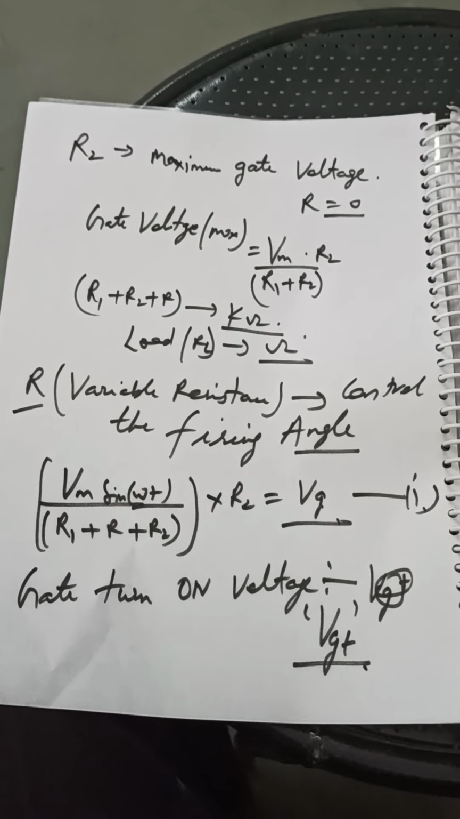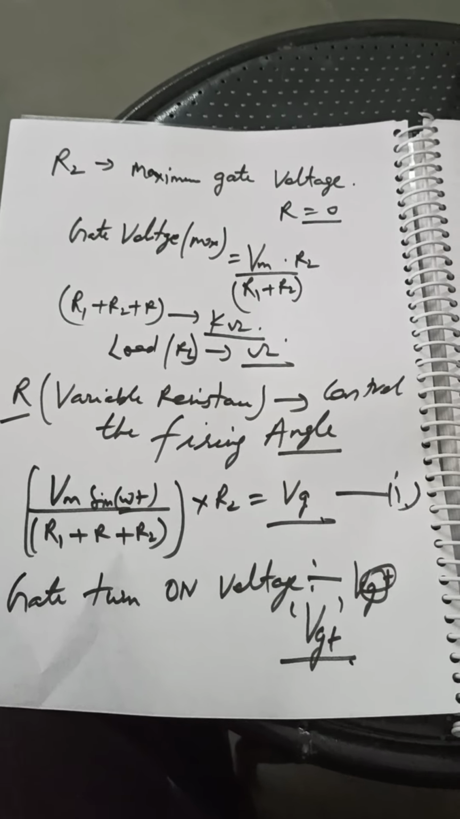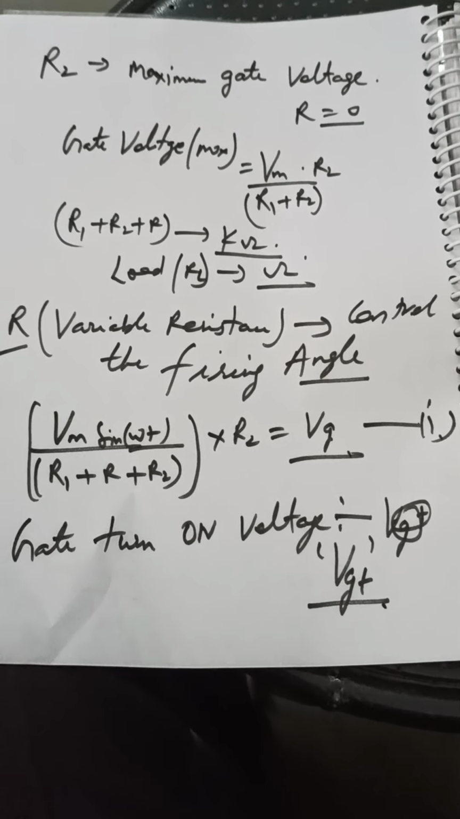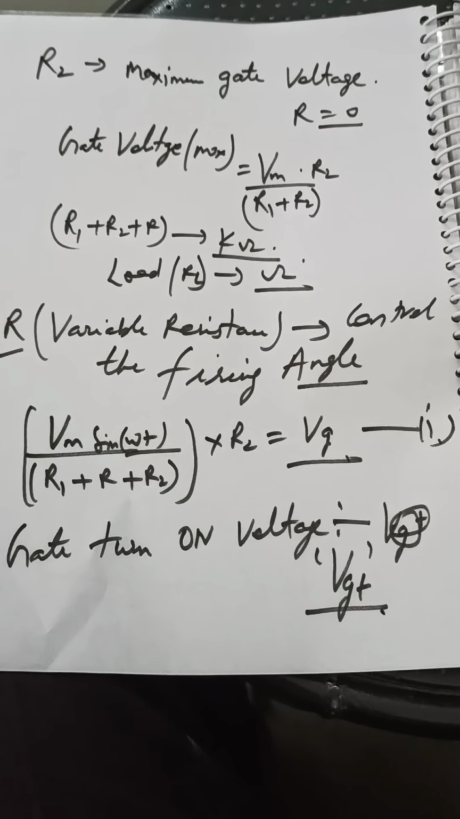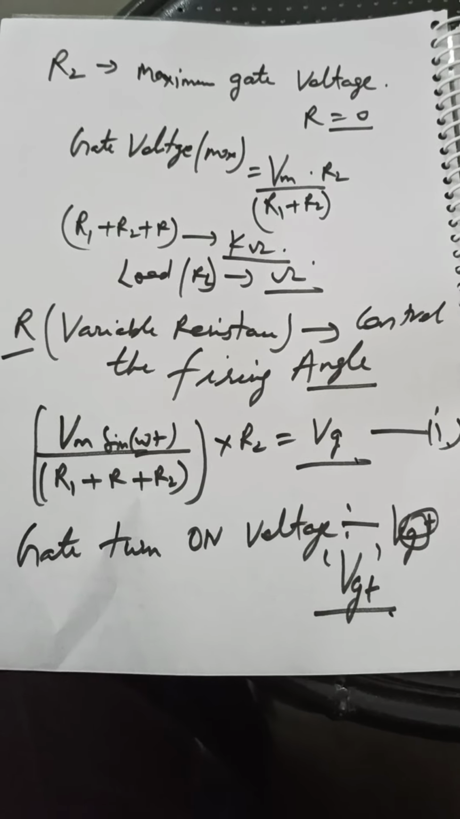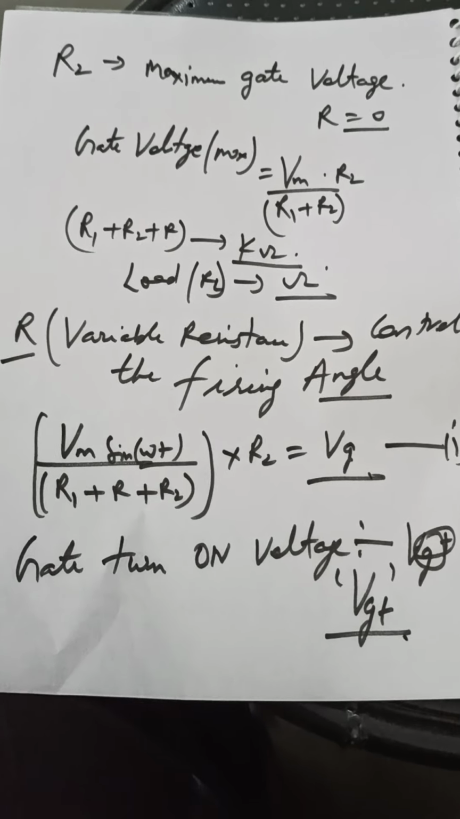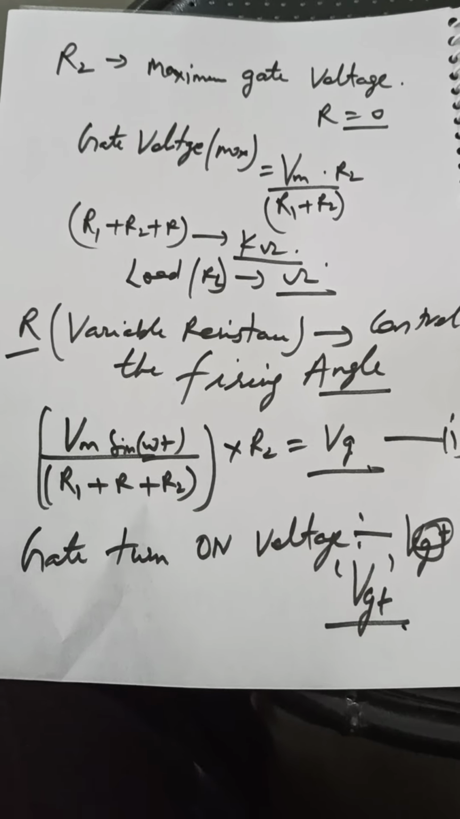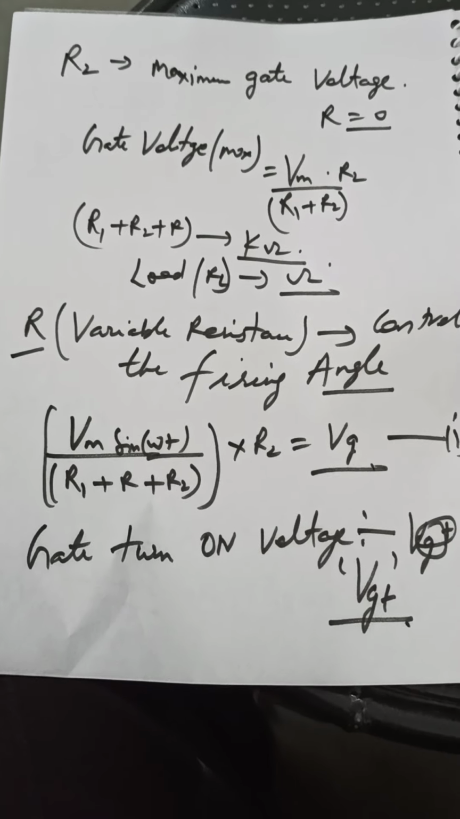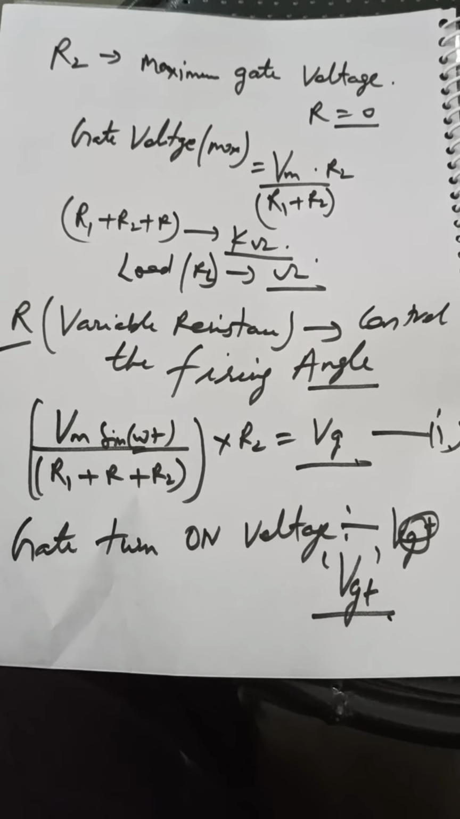Now the role of the variable resistance is that it controls the firing angle. It means by varying the resistance R, we can simply control the firing angle alpha. Vm sin omega t upon R1 plus R: as I have already explained, we are simply following the voltage divider circuit. By the voltage divider circuit, we get Vm sin omega t, a sinusoidal voltage appearing as the gate voltage across the thyristor. I think it is quite easy to understand.